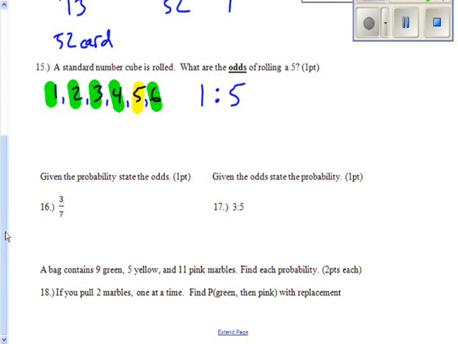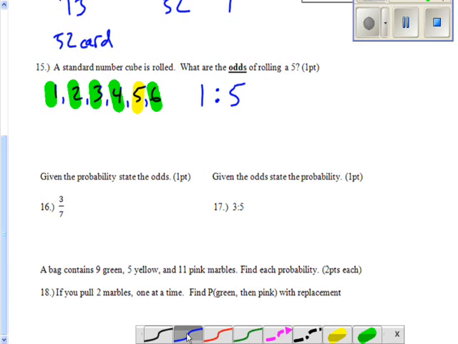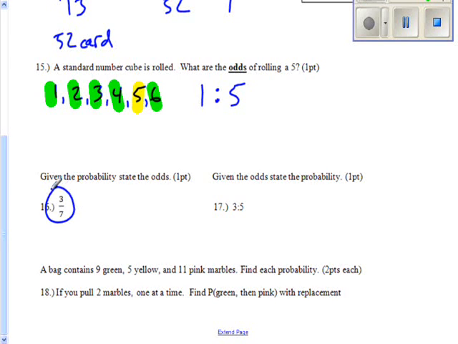But look at this one. It says, given the probability, state the odds. Again, odds, favorable versus unfavorable. With the probability, since this is a probability, this is the favorable, and this is the total. Okay? So right away, I already have the number of favorable outcomes. The number of favorable outcomes was my numerator here, and that was 3. So there's 3 ways that I can get what I want. Okay? And then there's 7 total options.